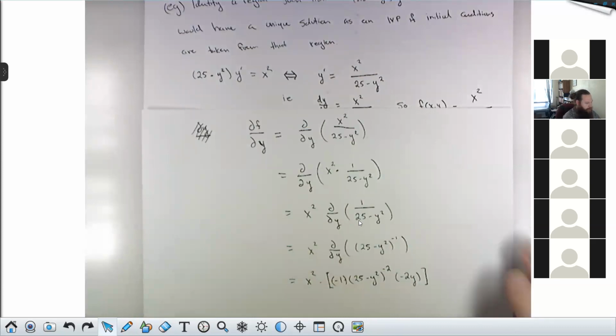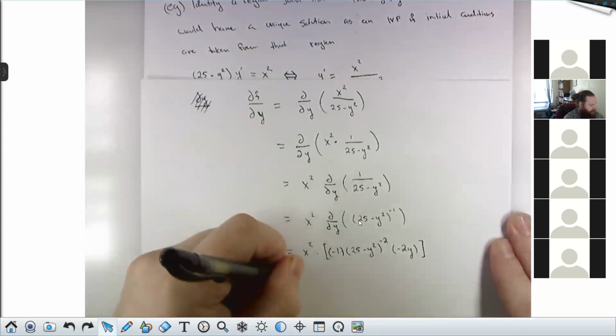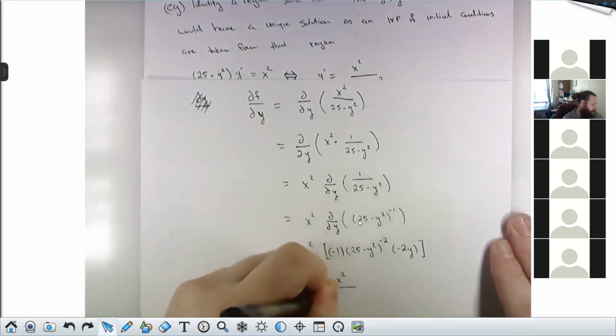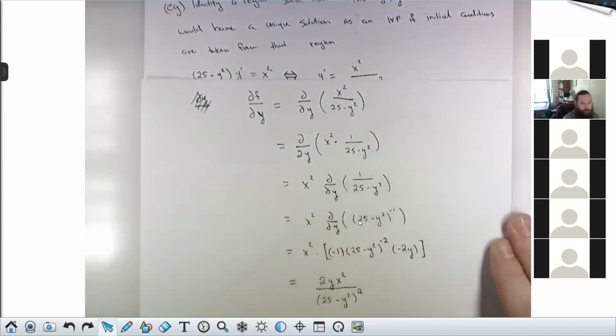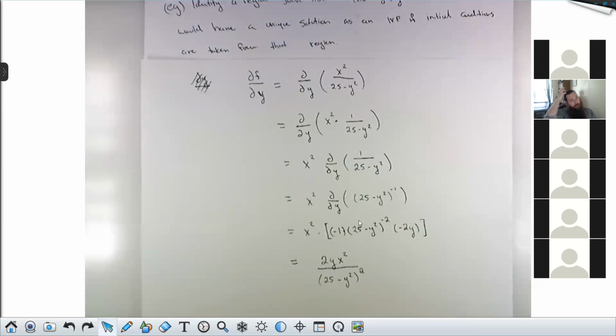I'm going to simplify it a little bit. I've got a negative times a negative here. That's going to be positive. I've got 2y over 25 minus y squared squared. So altogether here, this is going to be 2y x squared divided by 25 minus y squared quantity squared. This is df dy. I don't necessarily expect you to show this many steps in your differentiation.